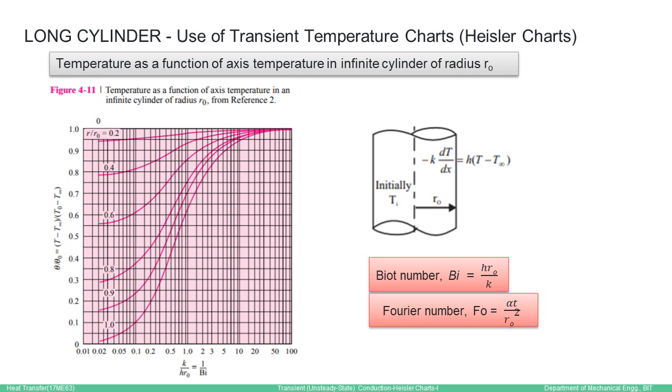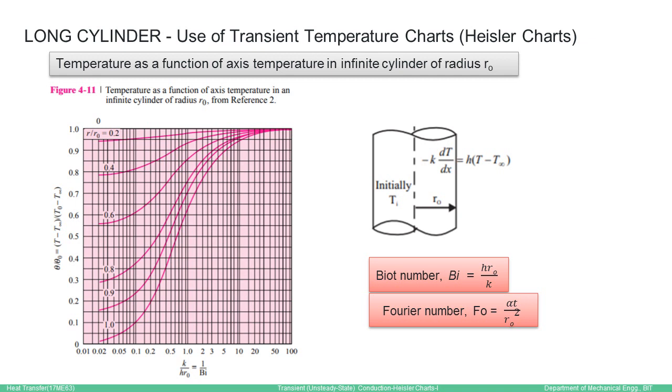We can find the temperature at any given radius for a cylinder. Consider r0 as the outer radius of a cylinder. You can find the dimensionless distance r by r0. r is any radius, whereas r0 is the outer radius. If the surface temperature is to be considered, then you can use r equal to r0, so r by r0 will be equal to 1.